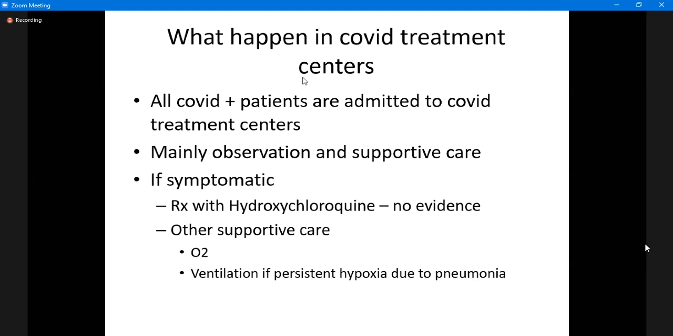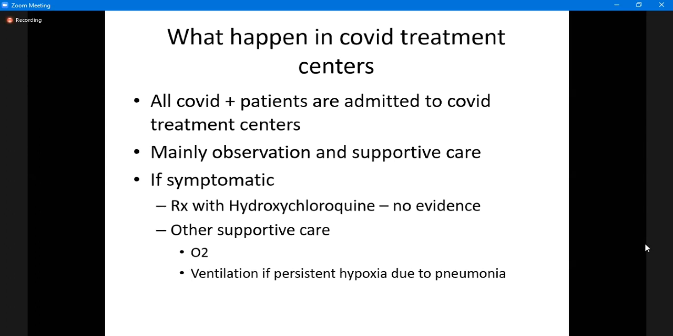as well as per the clinicians in the COVID treatment center. So all the patients who are symptomatic would get treatment with hydroxychloroquine, but asymptomatic patients would not get hydroxychloroquine at the moment. And also they would get other supportive care. If a patient has hypoxia or dyspnea, those patients would get oxygen, and they will get ventilation if they have persistent hypoxia due to pneumonia.